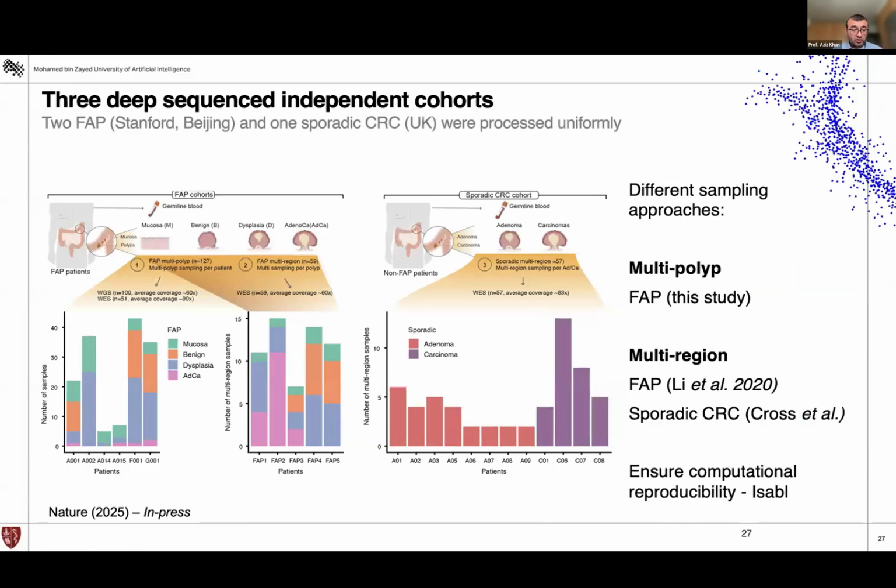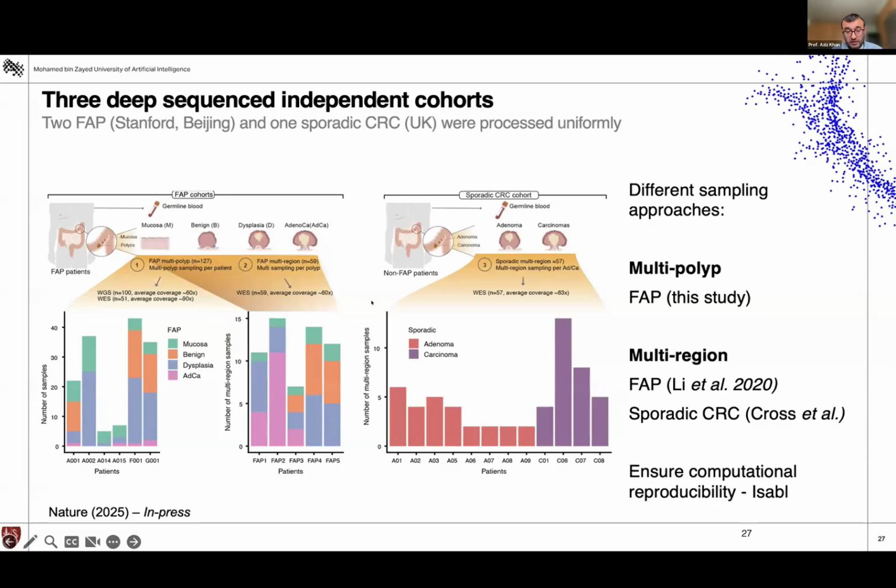So for the whole genome and whole exome side, we use a cohort of 6 patients, and we had over 100 polyps from these 6 patients, also at different stages. You can see that there are mucosa, benign, dysplastic, and so on. Then we also use 2 independent cohorts for validation. One is from Peking University Hospital in Beijing, and the other one is from the UK. The one from Peking is also FAP, but the one from the UK is a sporadic CRC cohort.